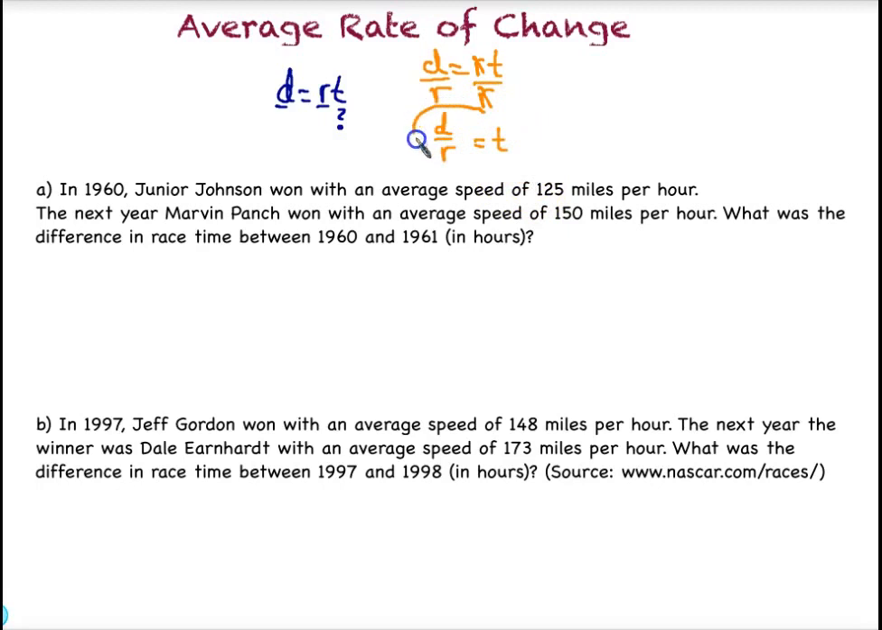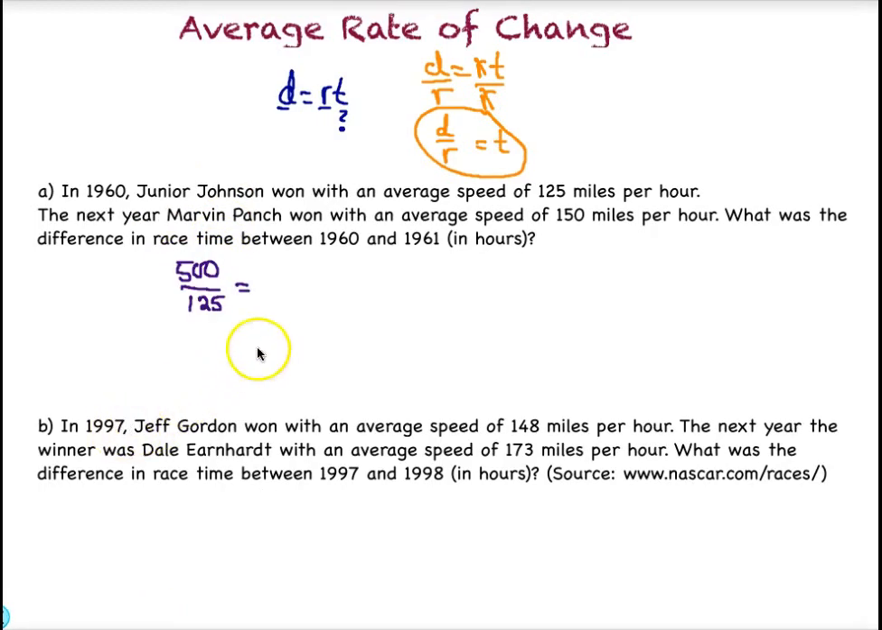So you may have used this, or you may have thought in your brain, well, if I've gone 500 miles and I'm traveling at 125 miles per hour, if I just divide these out, 500 divided by 125, it'll tell me how long it took me to go 500 miles.